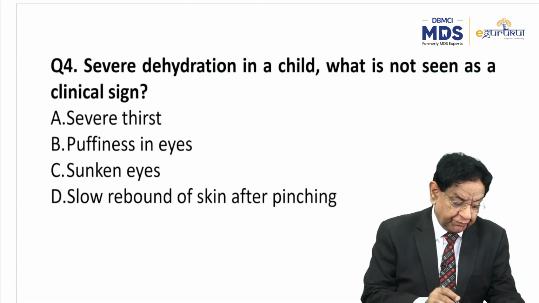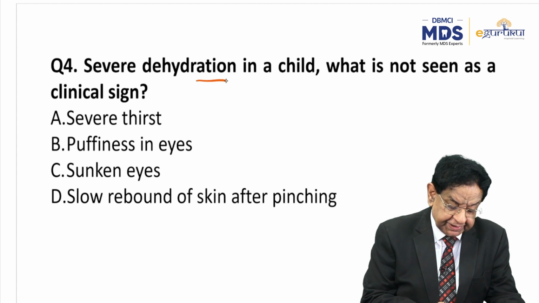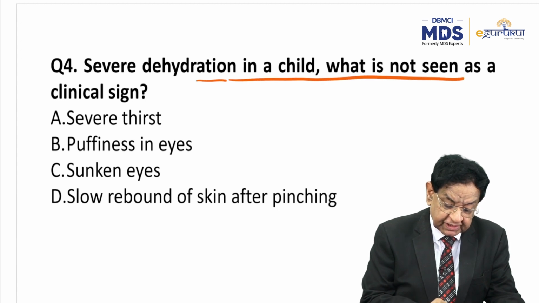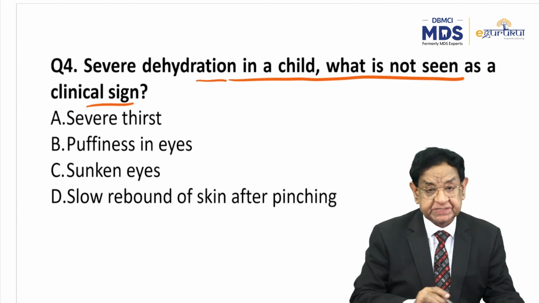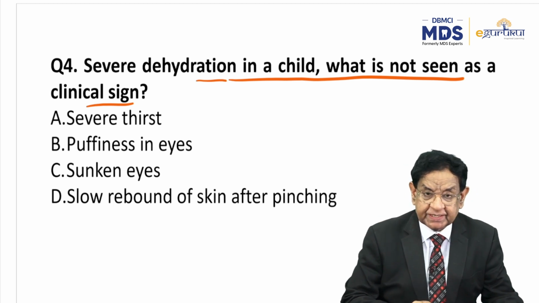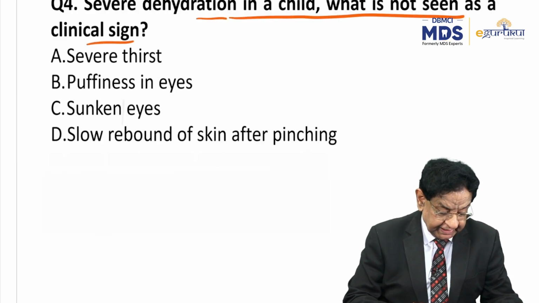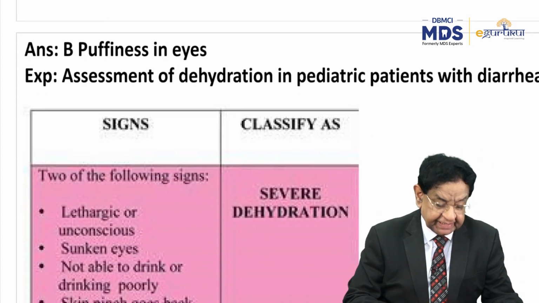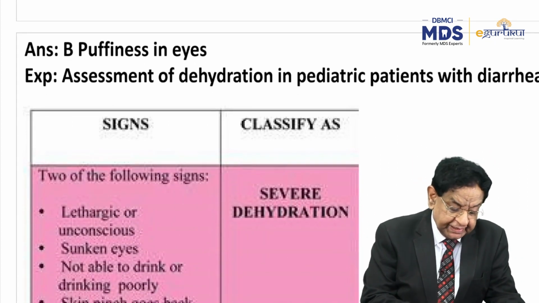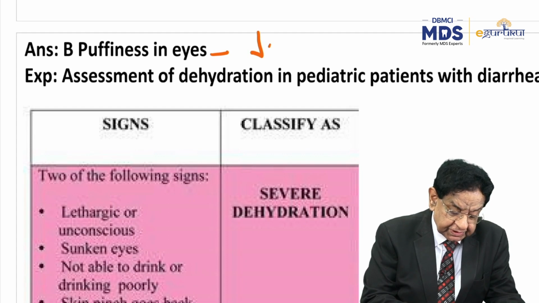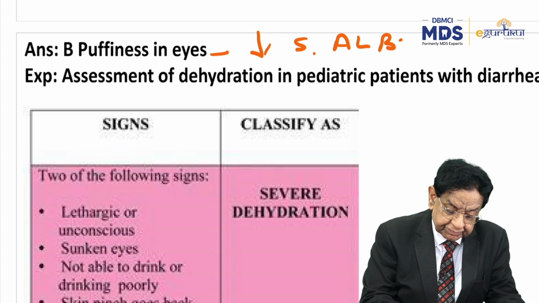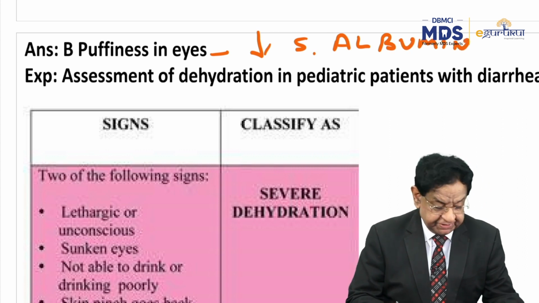Now we talk about question number 4. In severe dehydration in a child, what is not seen as a clinical sign? What he is asking is, what are the signs that we see? In a case of severe dehydration, all are seen except, the answer is puffiness in the eyes. This is usually a sign of reduced serum albumin. This is not a feature of dehydration.